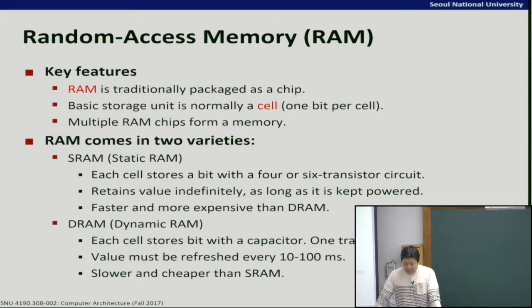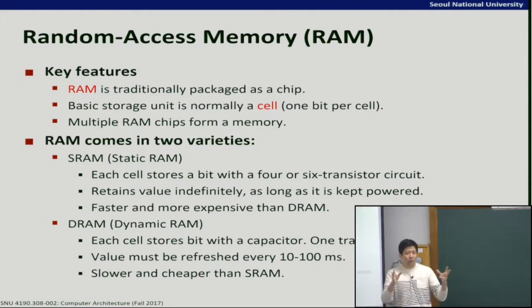The basic storage unit is normally a cell. A memory cell can store 1 bit of information. If you have taken the logic design course, we already learned how to make a flip-flop, right? Basically we start with a cross-coupled inverter. We put two inverters together to store 1 bit of information, and so on. That's basically the cell. So we can store 1 bit per cell, and we use multiple RAM chips to form our memory.